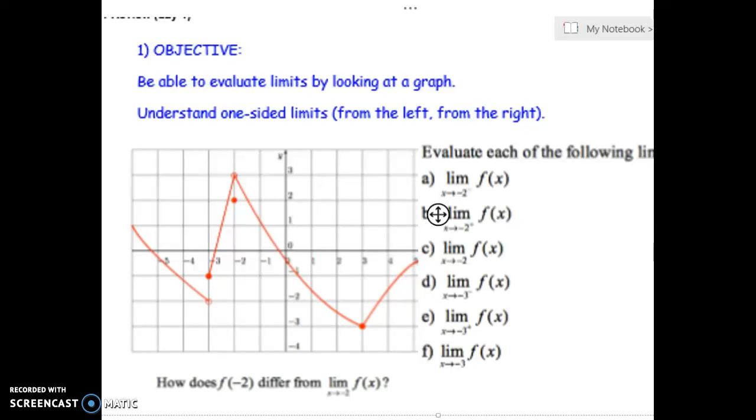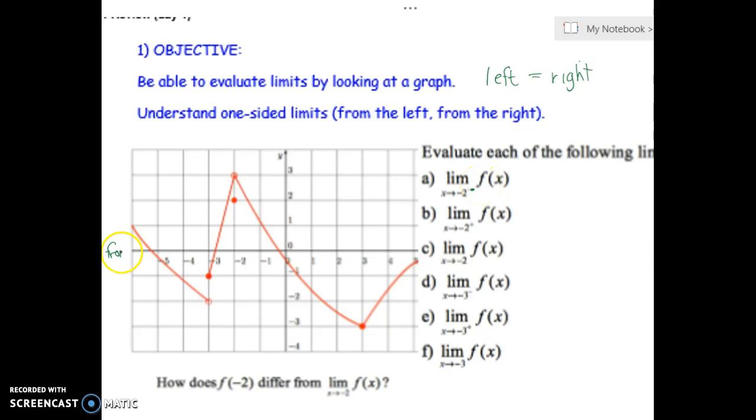To evaluate limits by looking at a graph, remember that in order for a limit to exist, the left-hand limit must equal the right-hand limit. So let's take a look at this. For the first one, the limit as x goes to negative 2 from the left.